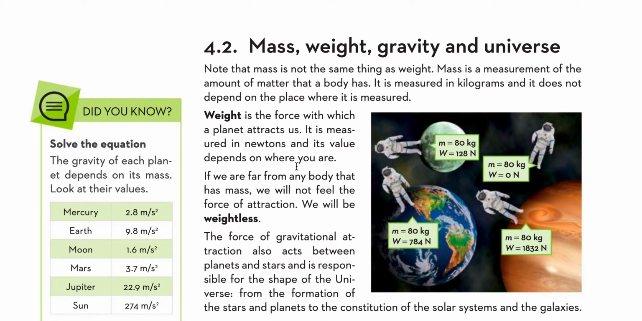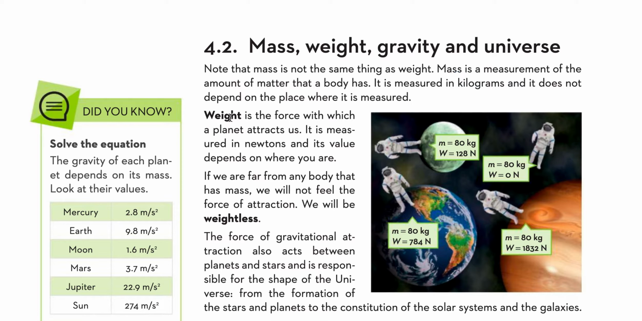Well, let's see the differences between mass, weight, gravity, and what happened with the universe. Well, mass is a measurement of the amount of matter that a body has. It is measured in kilograms. So mass is related to the amount of matter. Unit, kilograms. It doesn't depend on the place where it is measured.